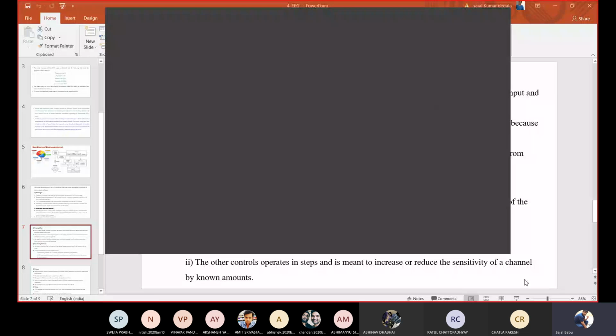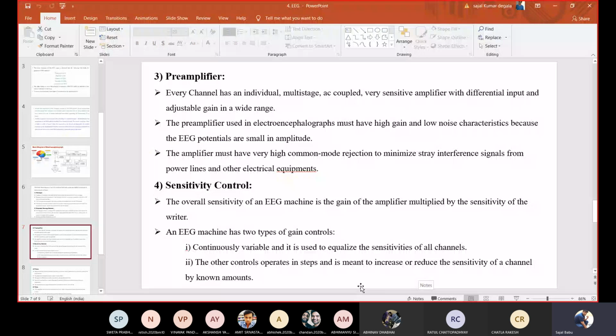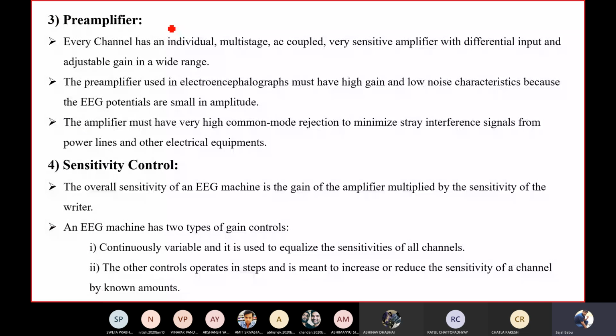Okay, coming on to the preamplifier. What happens with the preamplifier? We are using the preamplifier to increase the amplitude of the signal that we are capturing from the brain. So we are going to increase the strength of the signal, and for that we are going to use the preamplifiers right here, right? So what are the preamplifiers going to do here?